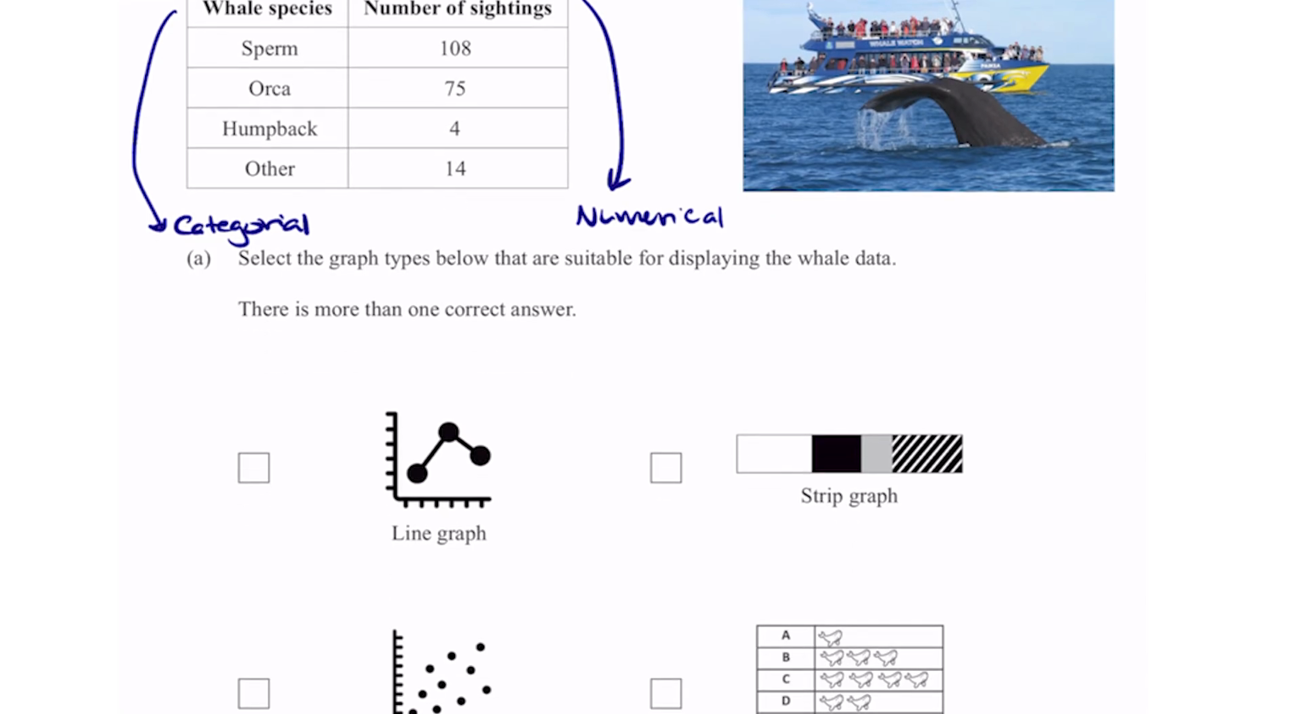First thing, line graph. What is a line graph used for? Essentially, we usually use a line graph when we've got data which is related to each other, and usually that is numerical or a time series kind of thing. Can we relate sperm whales to orca whales over time or something like that? No, that doesn't really make sense. So I would say a line graph does not really match this data here.